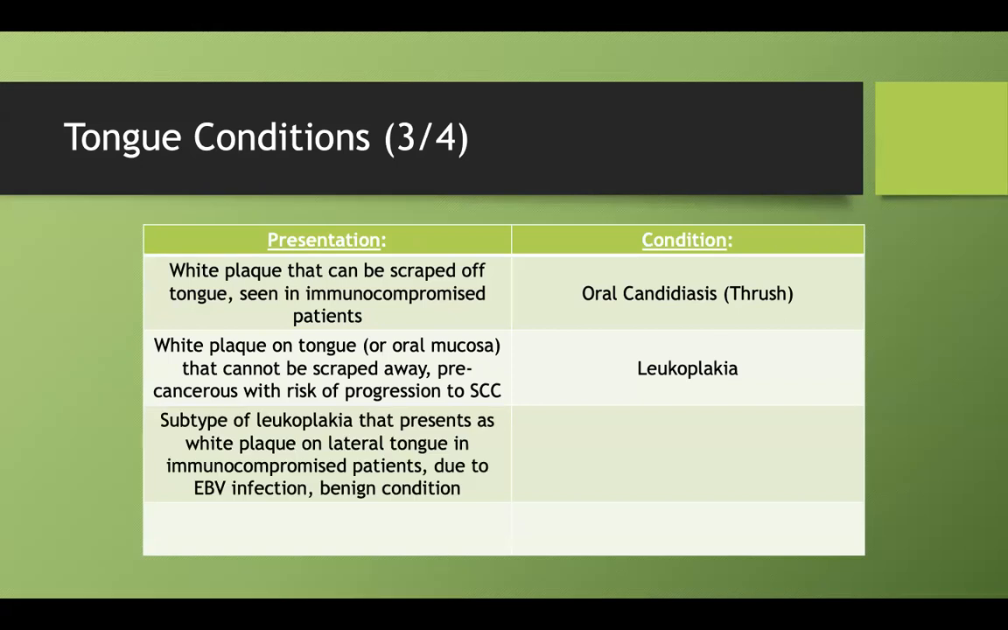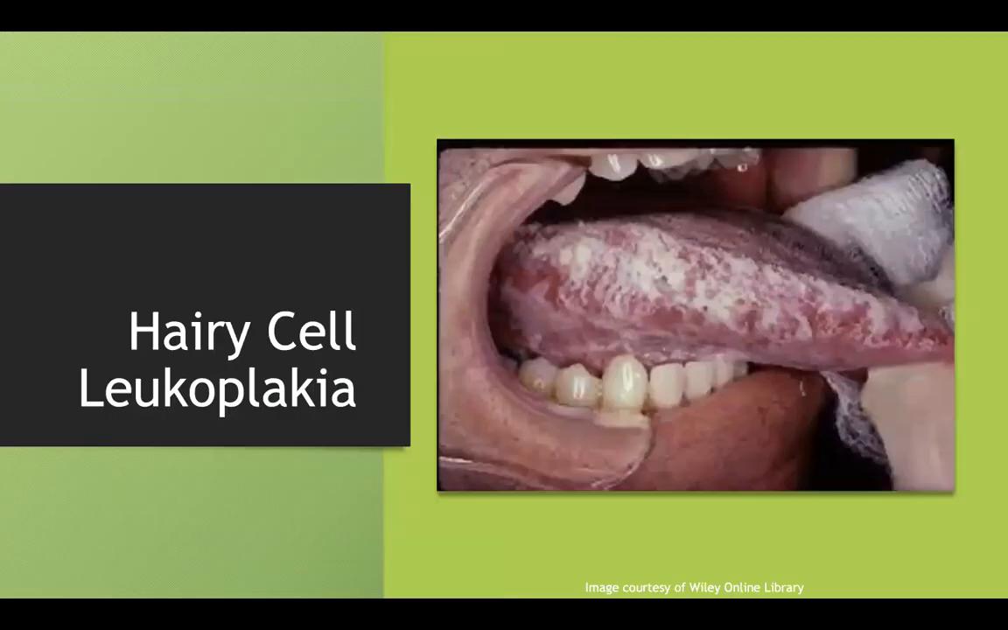What about leukoplakia that is on the side of the tongue? It's seen in immunocompromised patients related to EBV, and it's actually a benign condition, okay? This is called hairy leukoplakia. So again, you can't scrape it off, but it's on the side and it's associated. I've seen this before and they like to test it where they show this and they say, what's it associated with? And it's EBV infection.